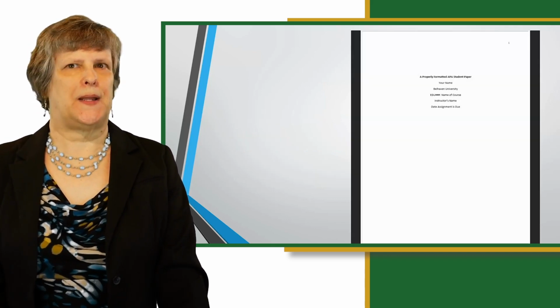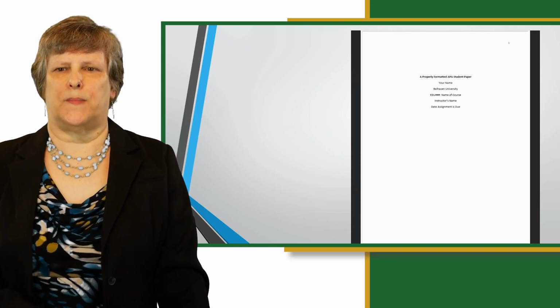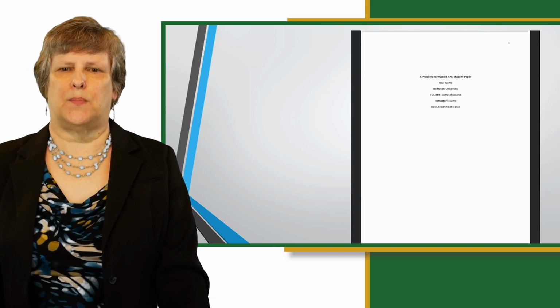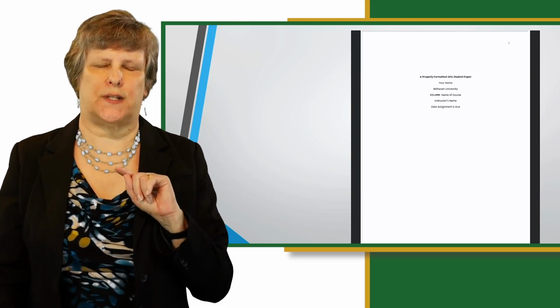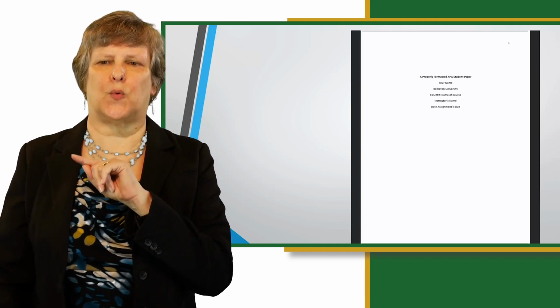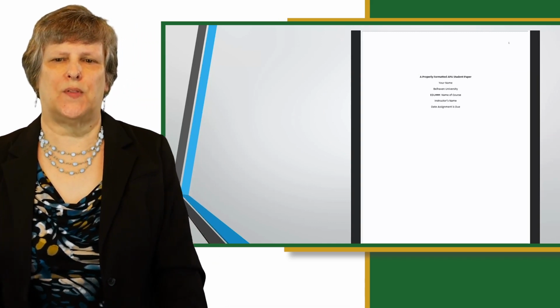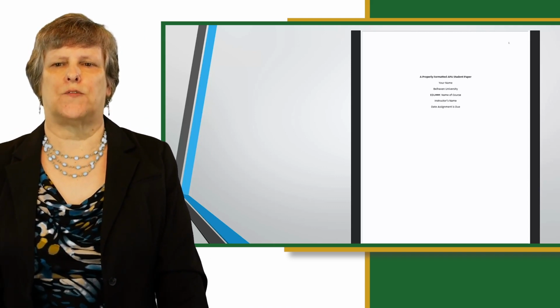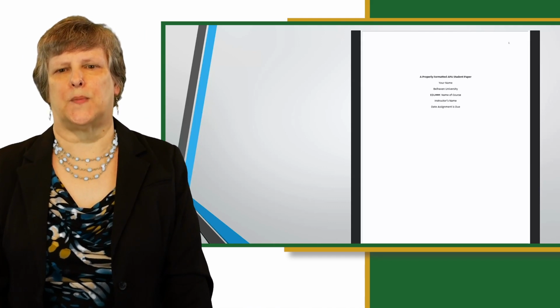Here is a sample paper. Now I know on the PowerPoint you can't read it, but it has all the information. Notice the properly formatted APA student paper. You see how the page 1 is up at the top? That is in the right margin. A properly formatted APA student paper, that is 4 lines down from not the top edge of the paper, but from the top margin of the paper.